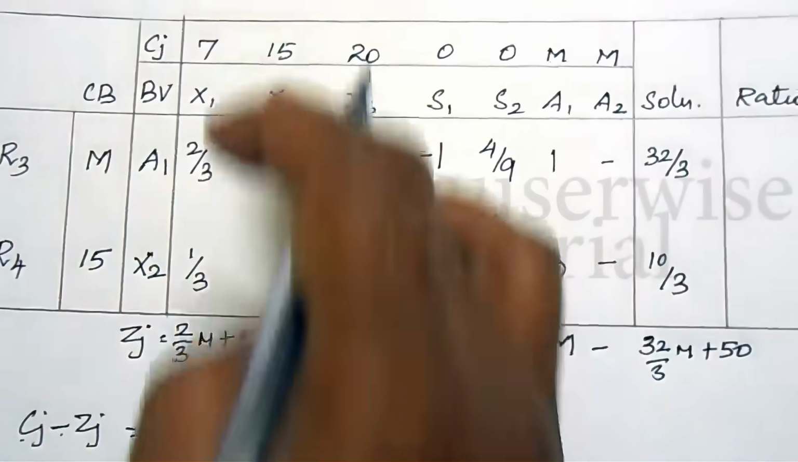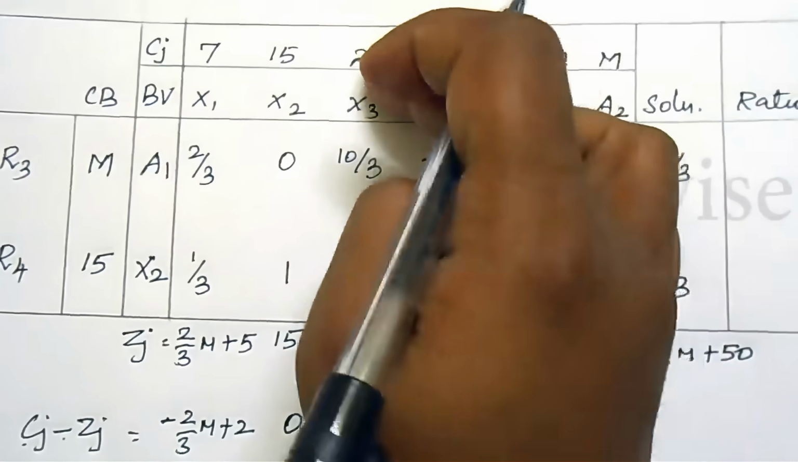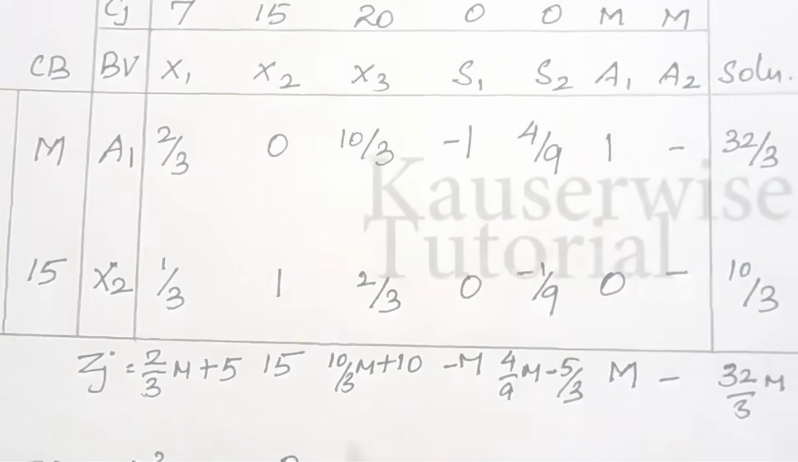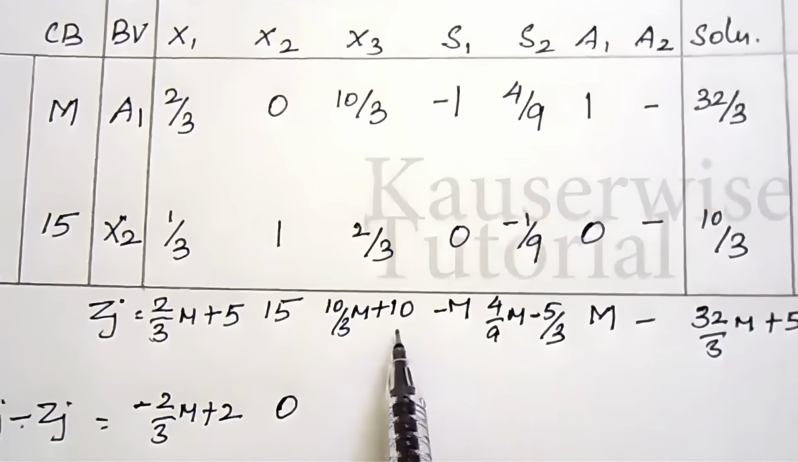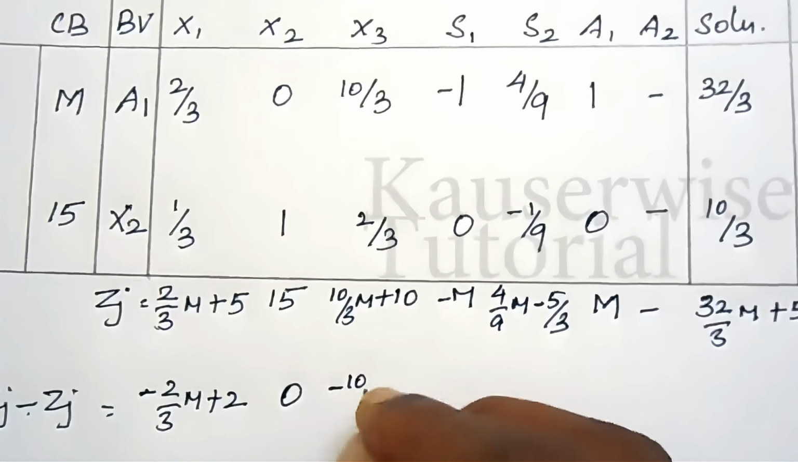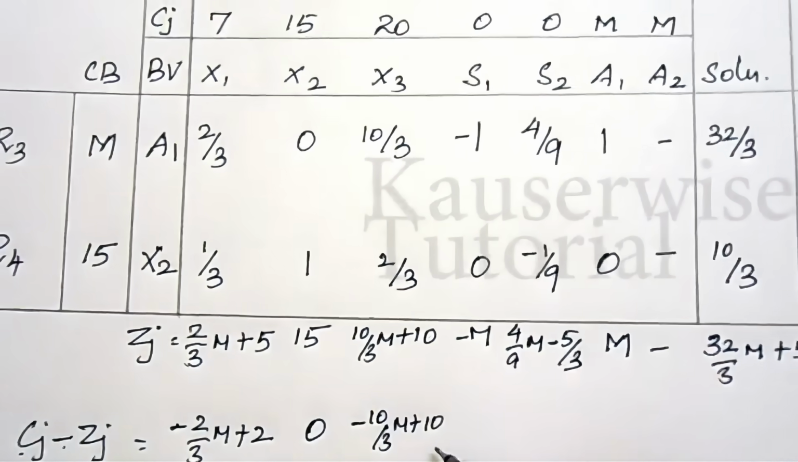For the next value, 15 minus 15 will be getting 0. For the next value, 20 minus 10 by 3M plus 10. The same way we cannot subtract this value. From 20 we can subtract only 10. The formula is Cj minus Zj. So the answer is minus 10 by 3M plus 10. That is 20 minus 10 will be getting 10.